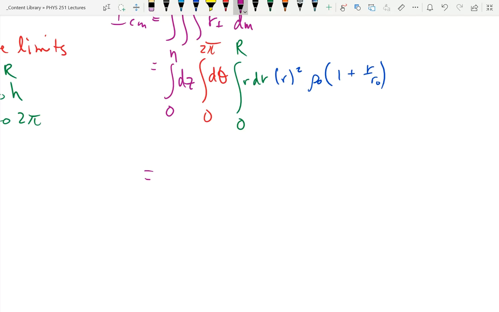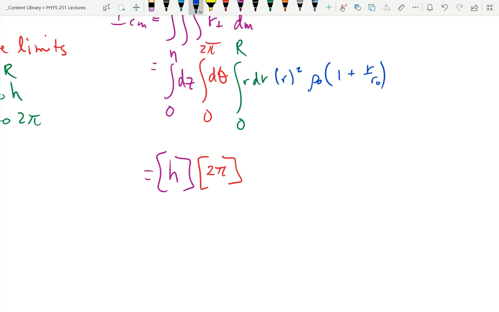Okay, so what's the integral of dz from 0 to h? h. What's the integral from 0 to 2 pi of d theta? 2 pi. What is the integral from 0 to capital R of, notice that's r cubed, because r times r squared times r, r cubed dr times rho 0 times 1 plus r over R?